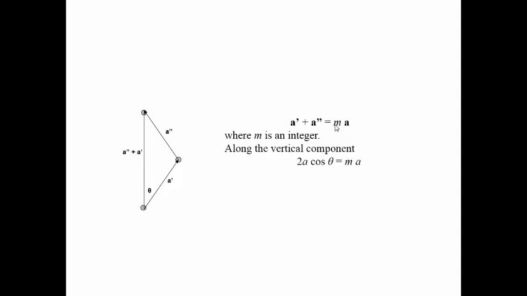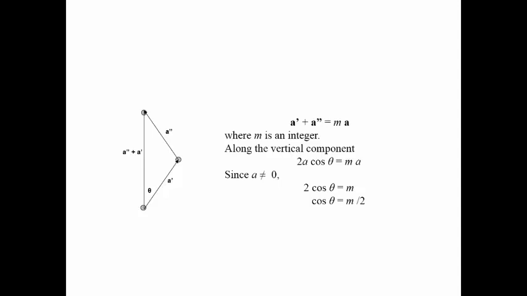So along the vertical component, we're going to get 2a cosine theta, which we saw from the previous slide, and that also is going to be equal to m times a. Now we know that a cannot be 0. It connects two distinct lattice points, so we can remove the a from the above equation, and we get 2 cosine theta equals m, which is really an extraordinary statement. We can divide by 2, and we see that cosine theta is equal to m over 2.